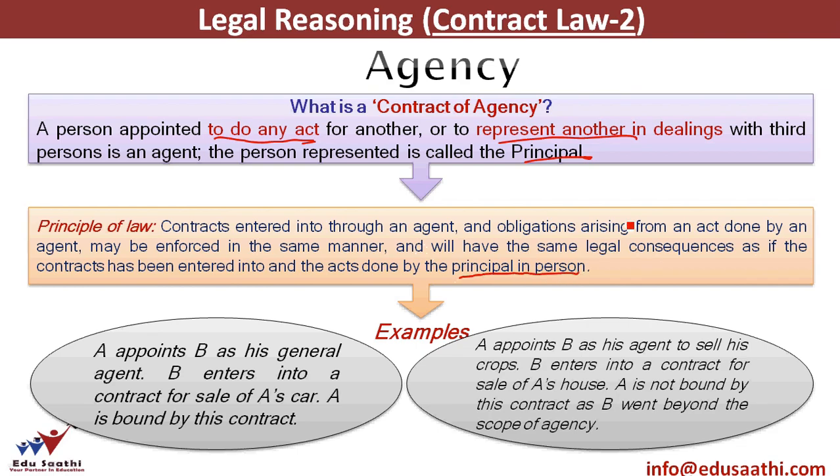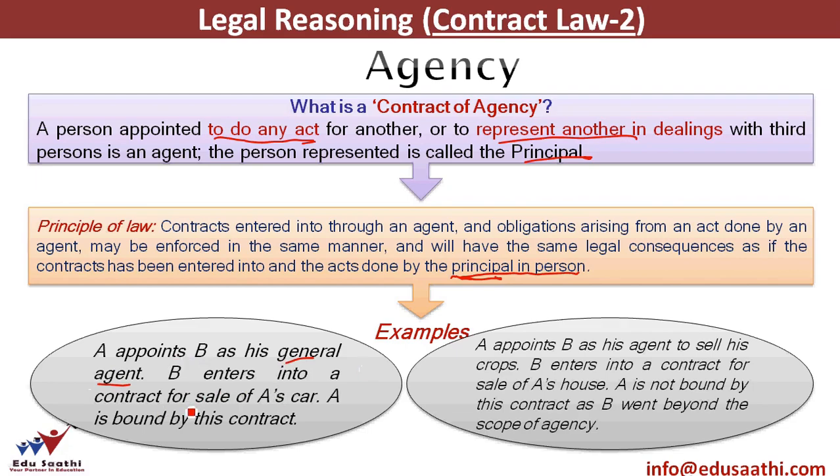So this means all the acts and legal obligations entered into by the agent would bind the principal as if those acts and contracts were entered into by the principal himself. So this means the principal has authorized the agent to do all the acts on his behalf, and all the actions would bind him in person. Examples: A appoints B as his general agent. B enters into a contract for sale of A's car. A is bound by the contract. General agent means he would be representing A in all circumstances.